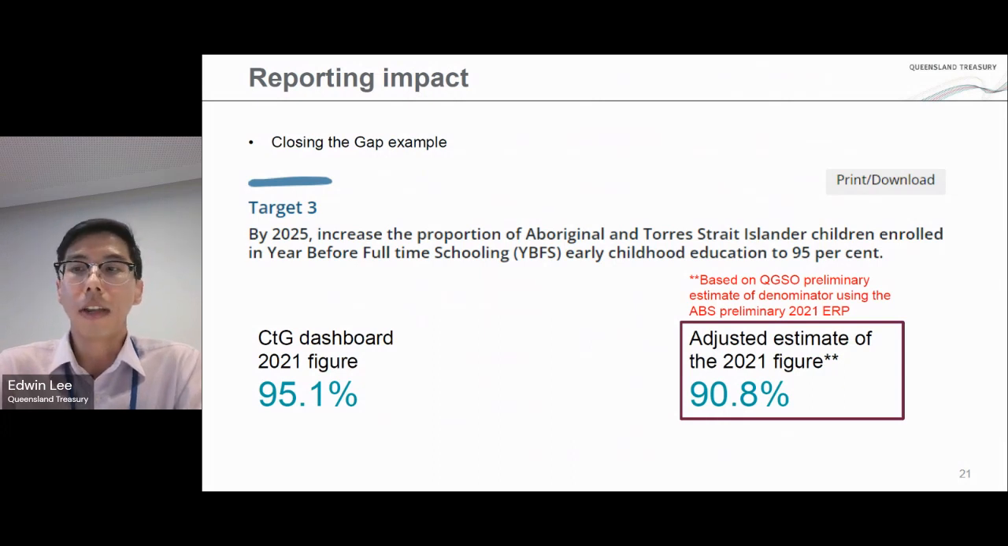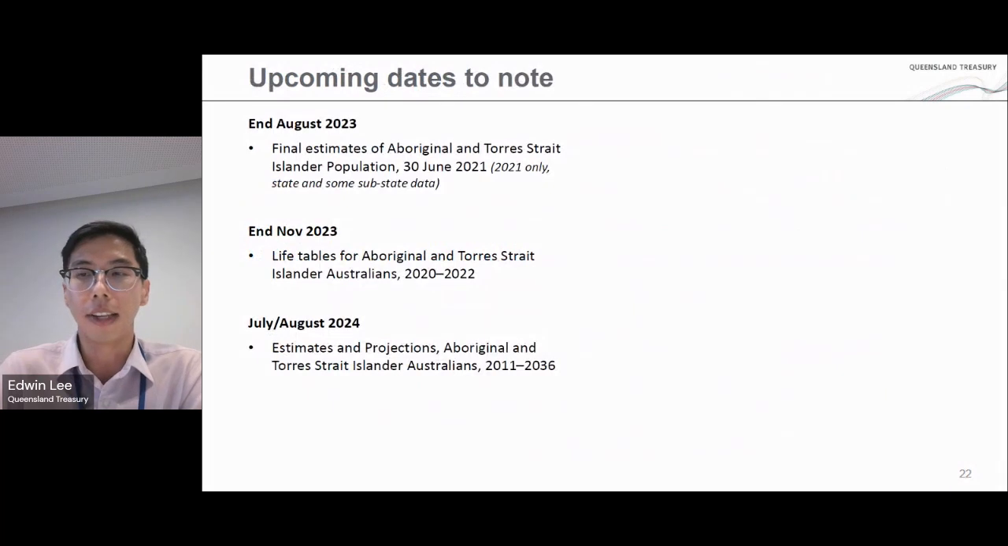To wrap up, reporting that uses time series of estimates and projections for the Aboriginal and Torres Strait Islander population will need recalculating, and this will include some of the data currently published for closing the gap targets. There will be some good news indicators where higher denominator results in a lower rate or proportion, for example, incarceration, offending, and youth justice outcomes. While for others, the change will appear less positive, for example, participation in preschool education outcome as shown on this slide here.